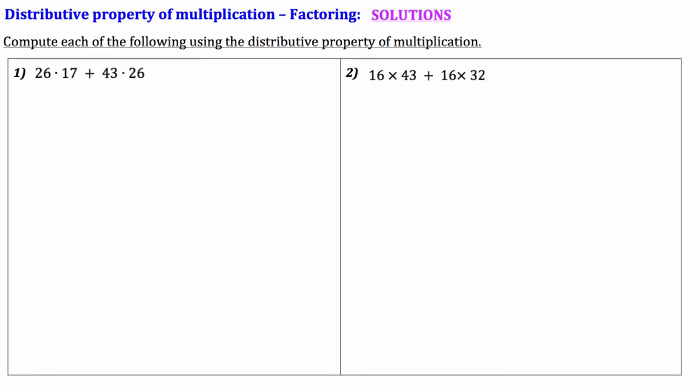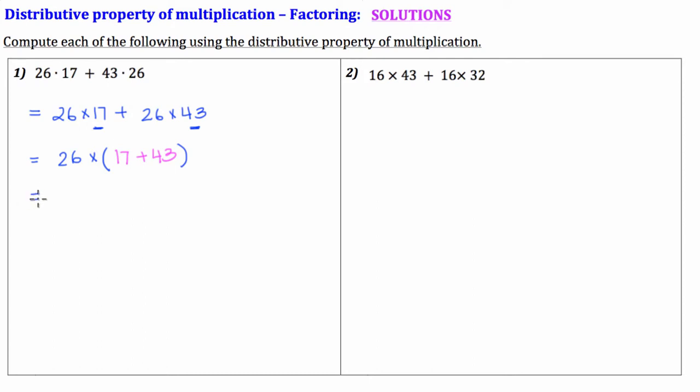So the first problem is 26 times 17 plus 43 times 26. This symbol here, this dot, means multiplication. You'll notice that 26 is a factor that's common to both of these. So let's rewrite this as 26 times 17 plus 26 times 43. And now that we have 26 as a common factor, let's factor out the 26. And we are left with 17 plus 43.